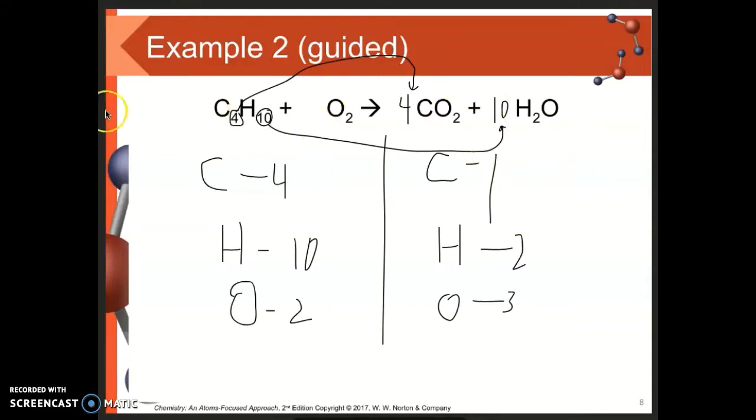Now, small mistake here. I don't actually need 10 of these. I just need 5. 5 times 2 gives me the 10 that I seek. So my carbon goes from 1 to 4. My hydrogen goes from 2 to 10. But my oxygen goes from 3 to, now I have 8 in carbon dioxide and 5 in oxygen. 8 plus 5 is now 13.